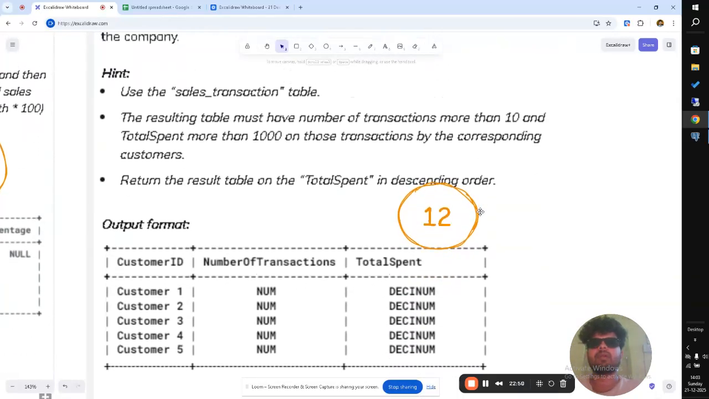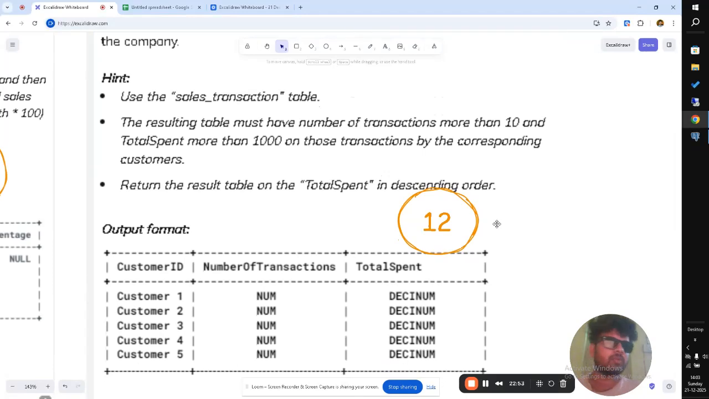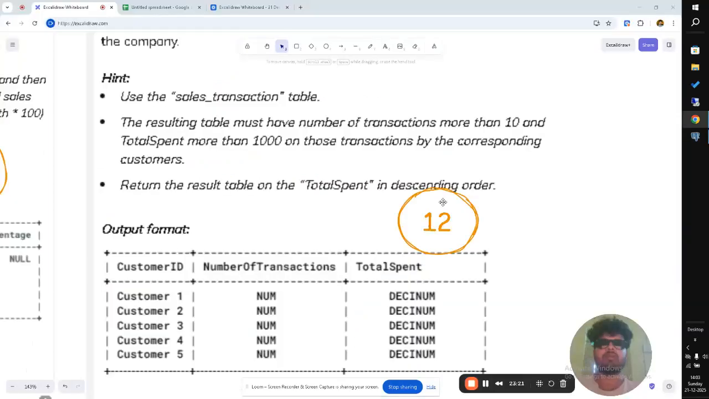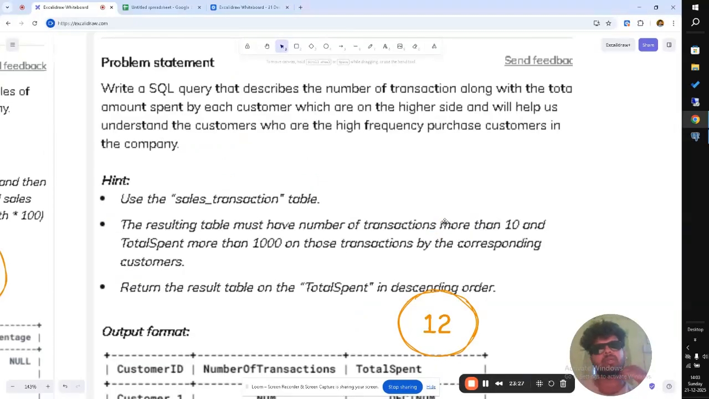So we need customer ID, number of transactions and total spent. Find the higher spending customers. The data on amount spent by customers who are on the higher side will help us to understand the customers who are high in frequency of purchase.